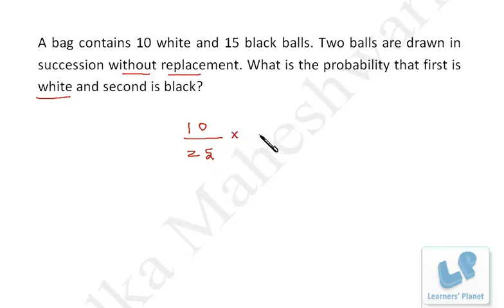So in the second time we have total number of balls as 24 because we are not putting the ball back into the group. So in the second case I want a black ball, and now there are 15 black balls. So this will be the probability of getting the first is white and second is black, right? Be very clear about this term without replacement. I'm not putting the ball back into the group, right? So it's 1 by 4, right? I hope you are clear.